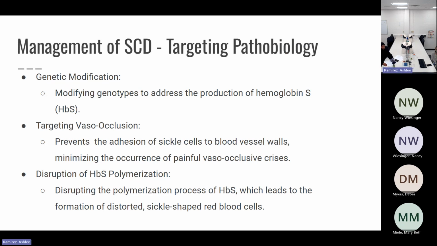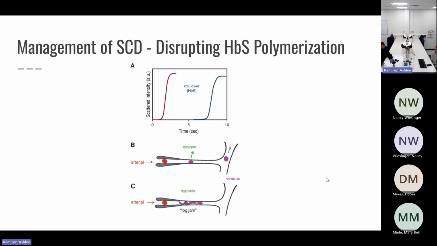As for the management of sickle cell disease, the therapies either target the genes, so to address the production of hemoglobin S, or they target vaso-occlusion, or they can also disrupt the polymerization of hemoglobin S. So when thinking about ways to disrupt hemoglobin S polymerization, there's time before, as this graph shows, there's time before these polymerized fibers form. And so the goal is to try to get the red cells into the circulation within this time before the fibers form, and then can cause sickling like you see here.